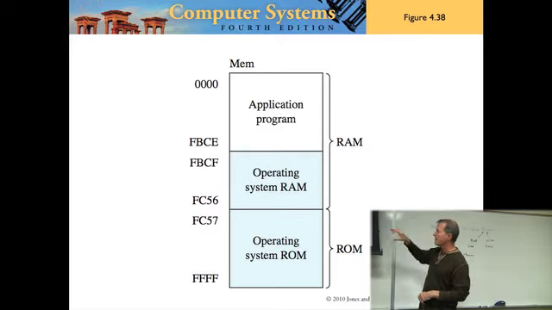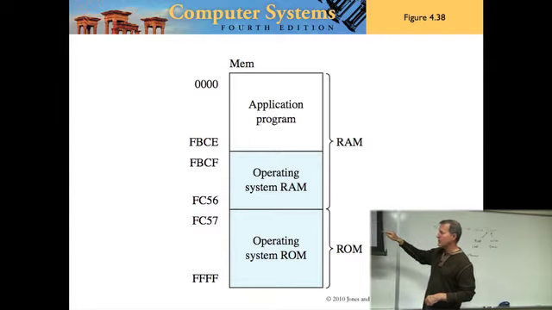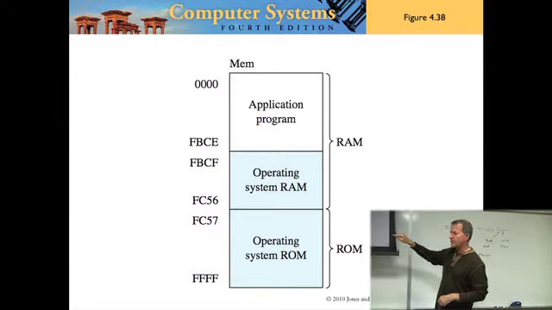Okay, and the bottom part of the operating system is the operating system ROM, and that starts at memory location FC57, and it goes to FFFF. So there's a little tiny chunk of the operating system that's burned into ROM, at the very bottom of memory. And then there's operating system RAM, which starts at FBCF and goes down to FC56.